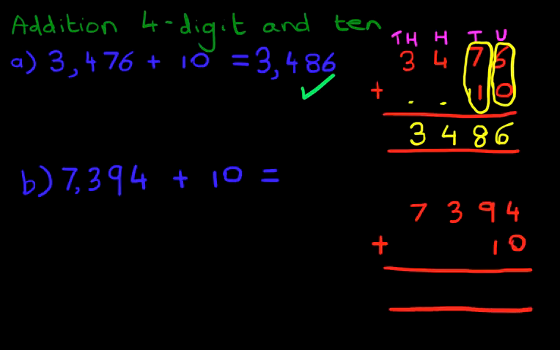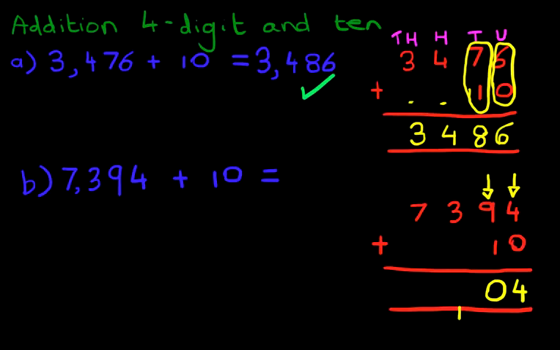Now we're not going to label the columns here. We're just going to go ahead and do the addition. We're going to start with the column on the right hand side, which is the units column. Well, 4 plus 0, nice and straightforward. 4 plus 0 is 4. Now we're going to do the tens column. What is 9 plus 1? Well, we know that 9 plus 1 is 10. We're going to put 1 here, and we're going to put 0 over here.